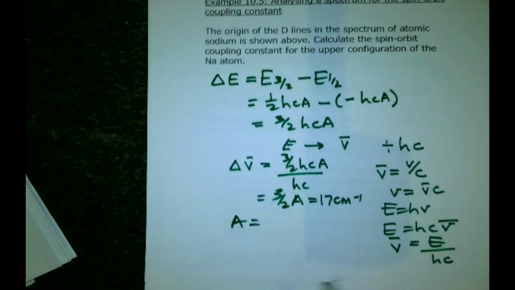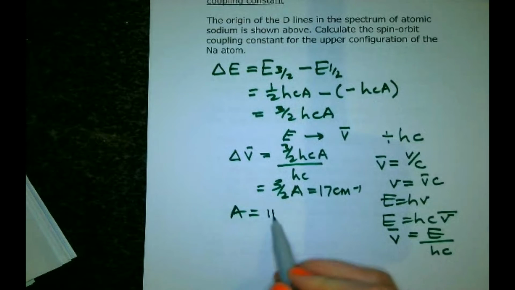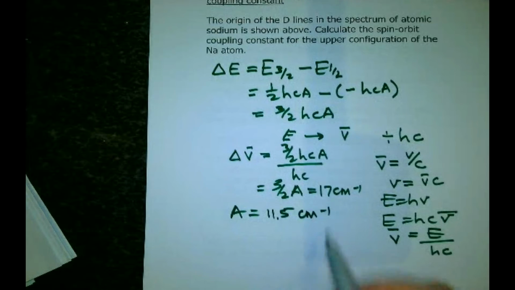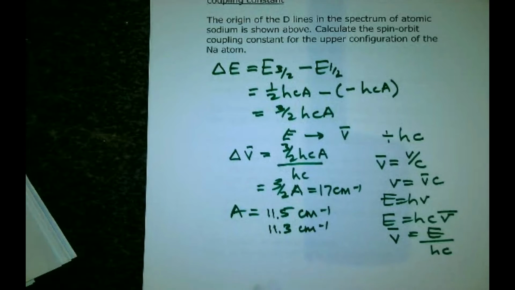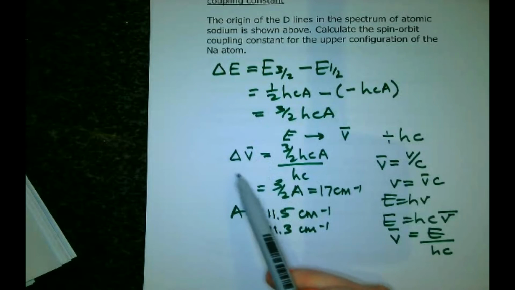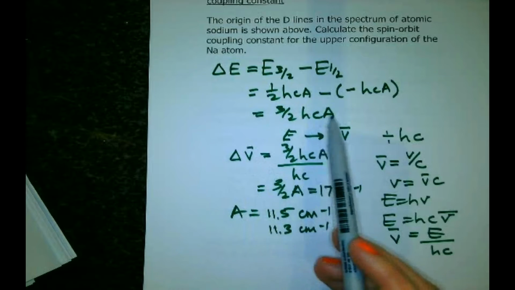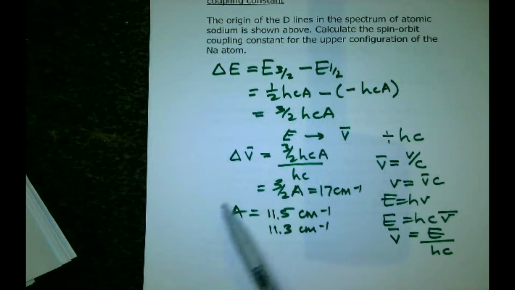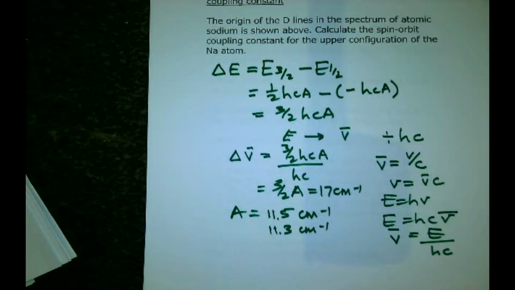And that gives us a value for A of about 11.3 or 11.5. This is the answer that Atkins gives. So we were able to calculate the spin-orbit coupling constant just by looking at the spectrum. So looking at the difference in wave number in the spectrum and using the energy level difference, one can calculate the spin-orbit coupling constant for a specific system.